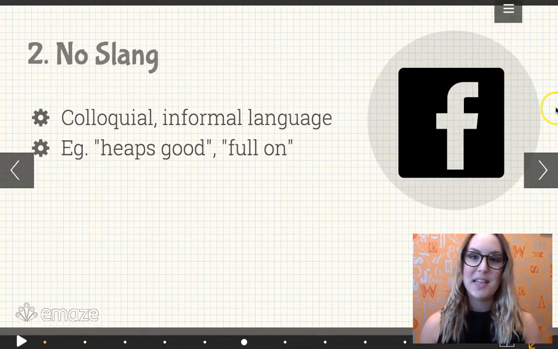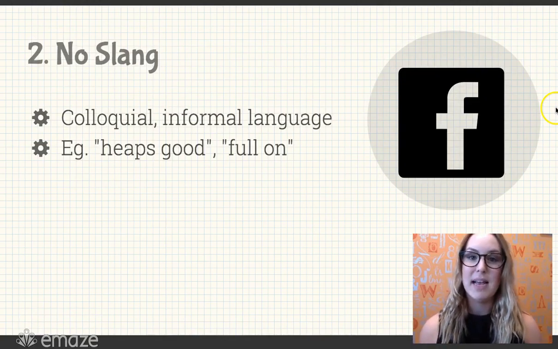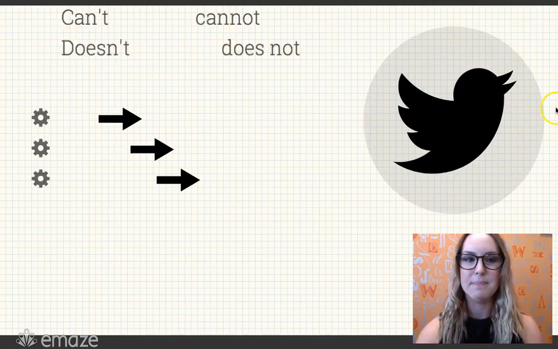Okay, number two, no slang. This has become more common as students' exposure to social media has increased, and I think it's because a lot of what you're looking at is quite informal, and so it feels very natural to write it, but really important to keep all of your language formal. So no slang like heaps good, full on, because it just really detracts from the sophistication of your writing.